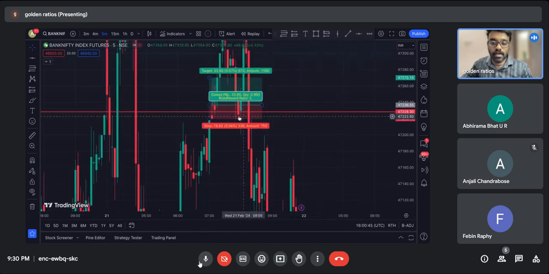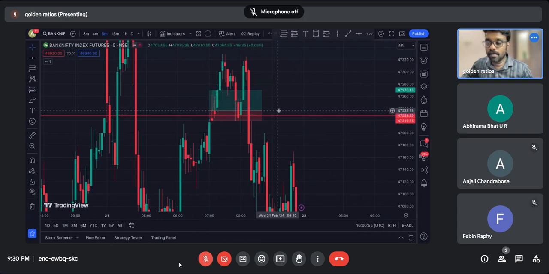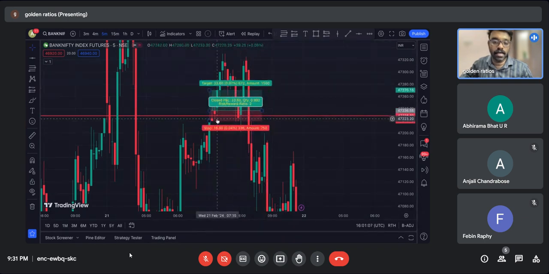So we will see how many. So this was our entry and see our target is met. This is how it works, and I will show one or two more examples. So how many points would you have captured in Bank Nifty from 236 to 271. Almost around 40 points we have covered in Bank Nifty in this trade.